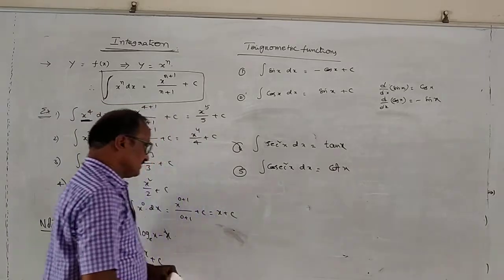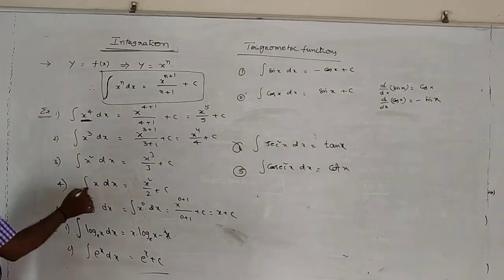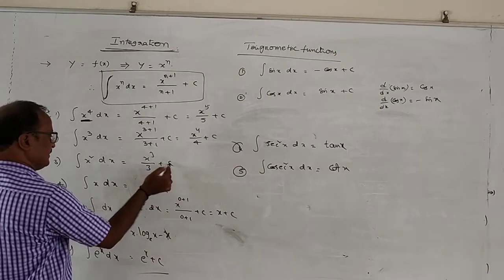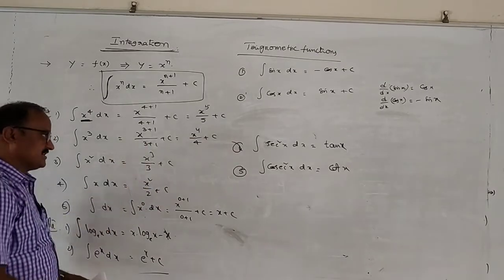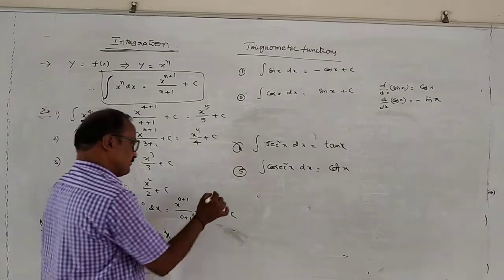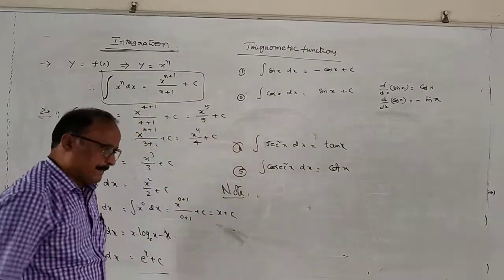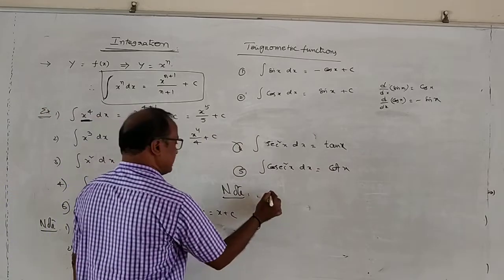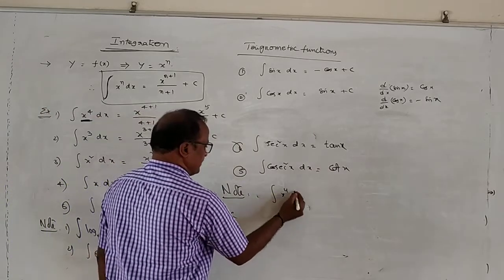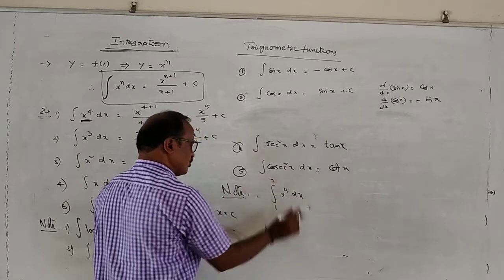Note the point, all these integrations are called indefinite integrals. But find the value of integral x power 4 into dx, with limits taken from 1 to 2.